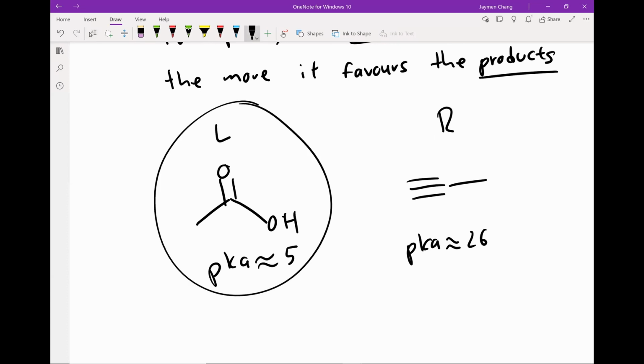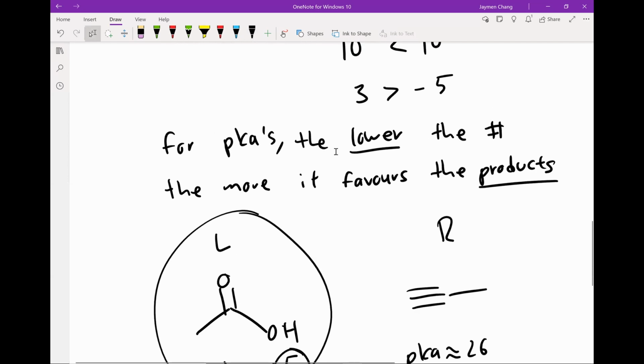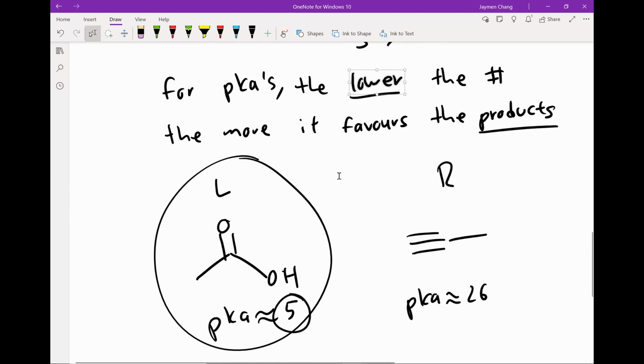The reason it's left is because the lower the number, the more acidic. So the key thing you want to see with pKa's is that the lower the number, and that includes negative numbers, the more it's going to favor the products.